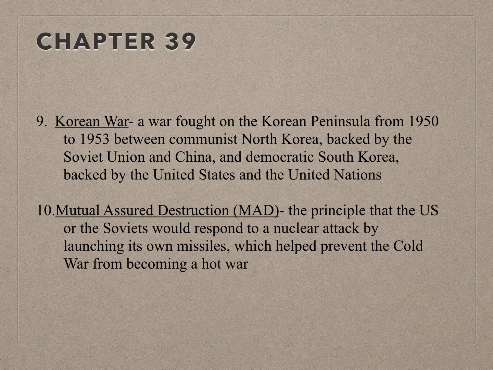Number 10, mutual assured destruction, sometimes called mutually assured destruction, or MAD, which is the idea that the US or the Soviets would respond to a nuclear attack by launching its own missiles. Right? That if one side launched, then the other side would respond by launching. And as strange as it sounds, that actually helped prevent the Cold War from becoming a hot war. Both sides knew that if they launched the missiles, the other side would respond and both countries would be destroyed. And that knowledge kept both sides from pushing the launch button.